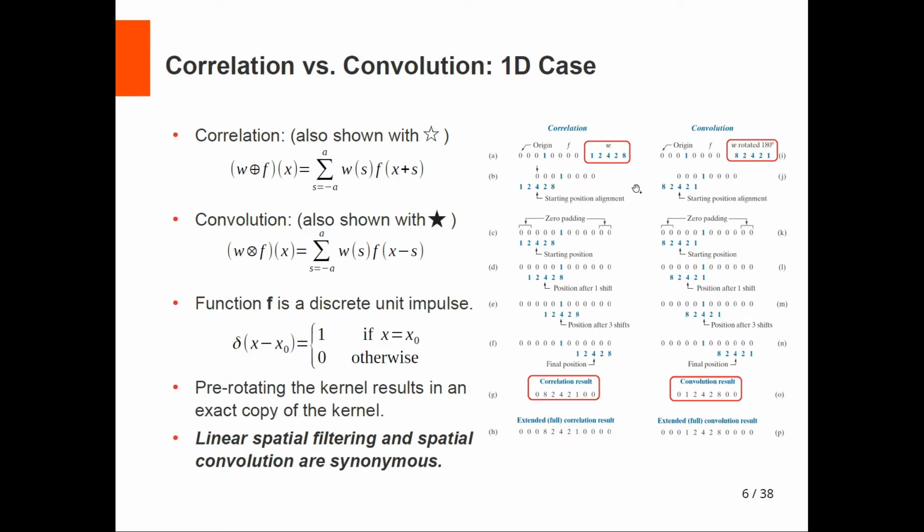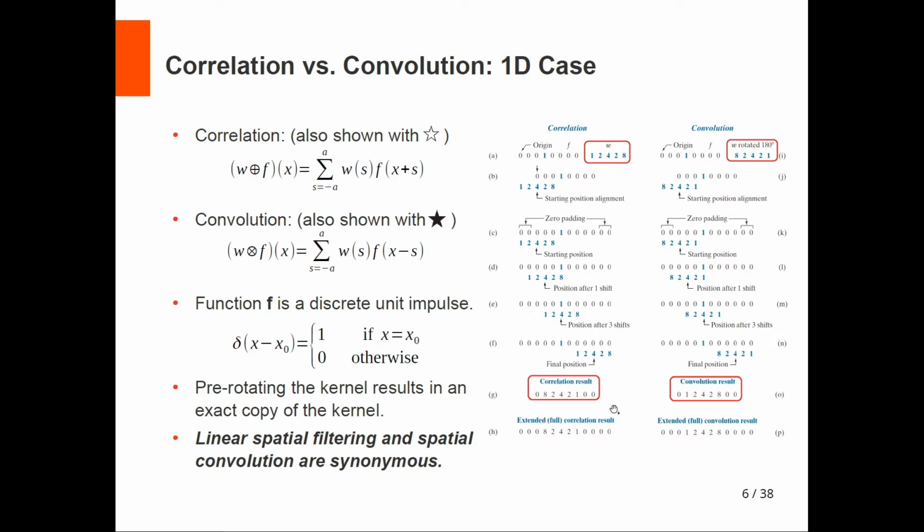Another thing that you notice is that when you find the correlation between this discrete unit impulse and the weight, what we get is a reverse version of the kernel at the location of the discrete unit impulse. But again, the whole point is that this result is a rotated version of the kernel.